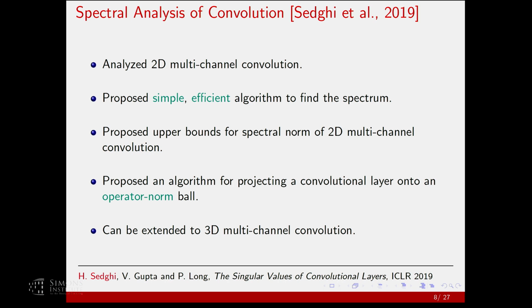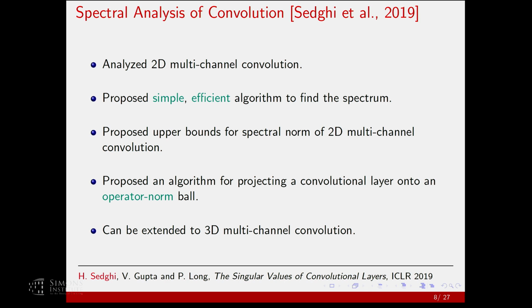We have extensively analyzed convolution for the 2D case and multi-channel convolution in our earlier results. This is the paper we just had at ICLR. So what we did was analyze this mathematically, and we proposed a simple and efficient algorithm to find the full spectrum of the convolution. And we proposed upper bounds for the spectral norm of these convolutions. And also we proposed an algorithm to project the convolutional layer into a set of bounded operator norm, which can be extended into 3D multi-channel convolution and so on.